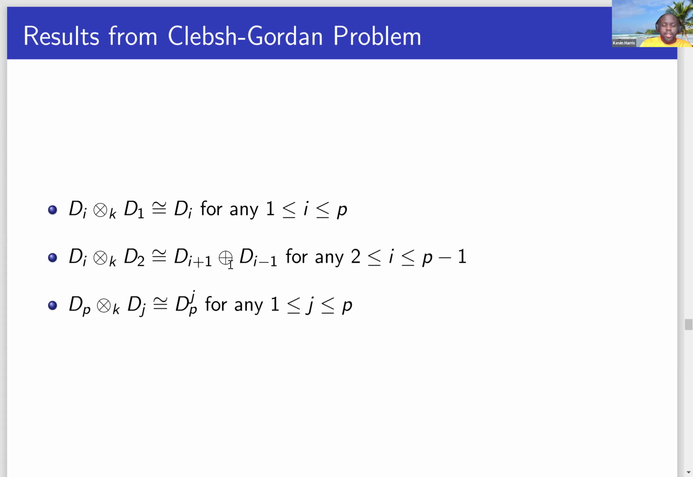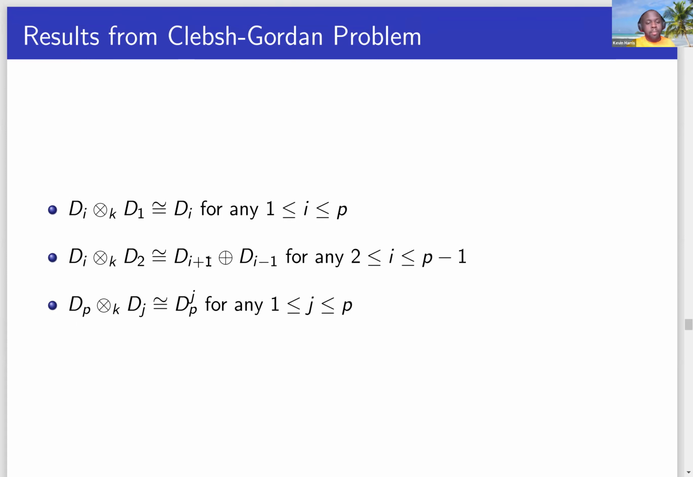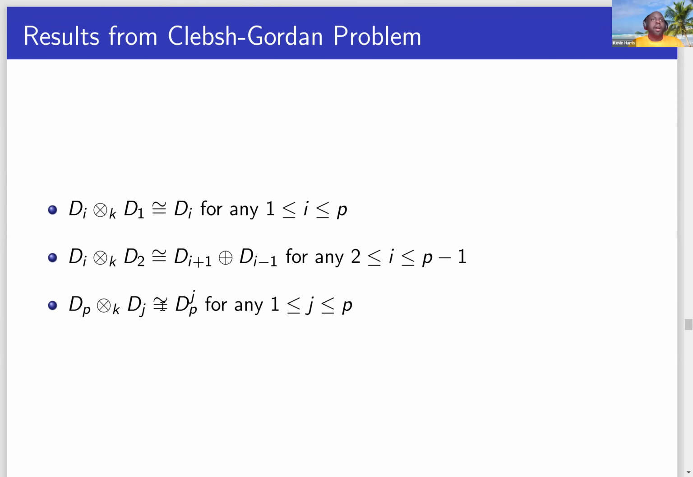The middle one, that's something I figured out. I'm very happy I figured it out. At least I think I did. But hopefully this works. We get that DI tensor D2 is isomorphic to a D(I+1) direct sum with a D(I-1). But this will only hold for I going from 2 to P minus 1. Because if I ends up being P, then it'll fall in this category instead. And I think the other ones follow a similar pattern.